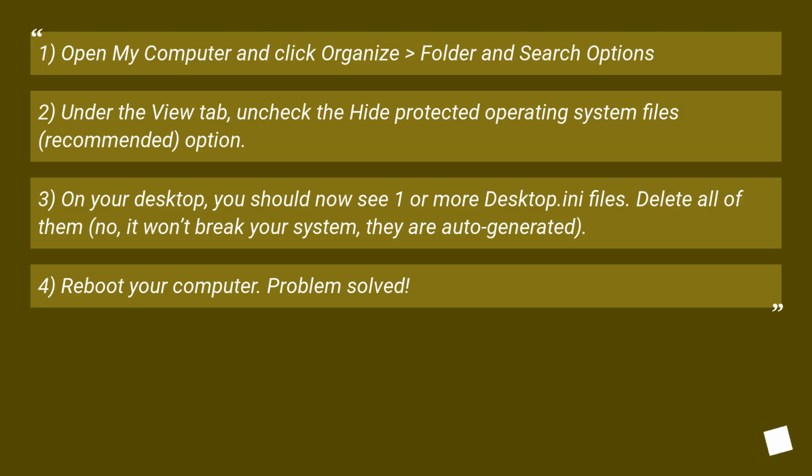1. Open My Computer and click Organize > Folder and Search Options. 2. Under the View tab, uncheck the Hide Protected Operating System Files (Recommended) option. 3. On your desktop, you should now see one or more desktop.ini files. Delete all of them. No, it won't break your system, they are auto-generated. 4. Reboot your computer. Problem solved.